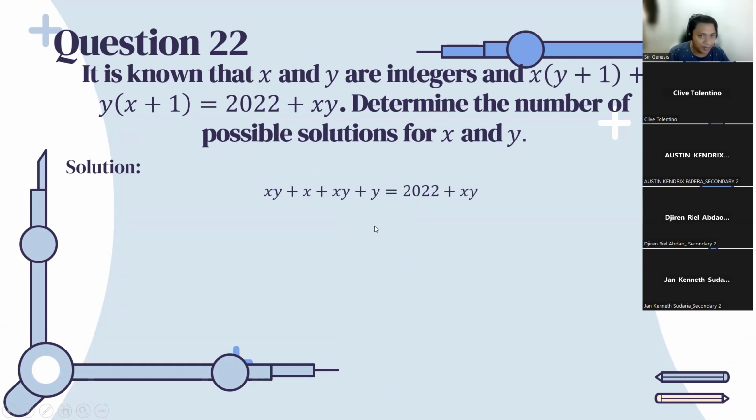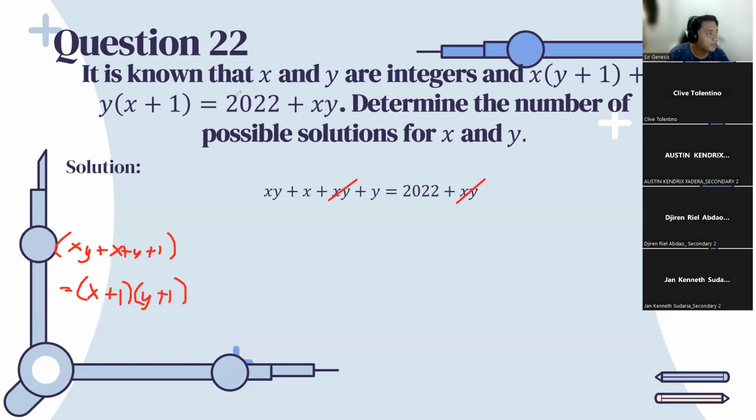Excuse me. So here, what we can do is get rid of this one. So you're left with xy plus x plus y is equal to 2022. Now, since we are to solve for x and y, please familiarize this form. If you have xy plus x plus y plus 1, you can actually factor that as x plus 1 multiplied to y plus 1.